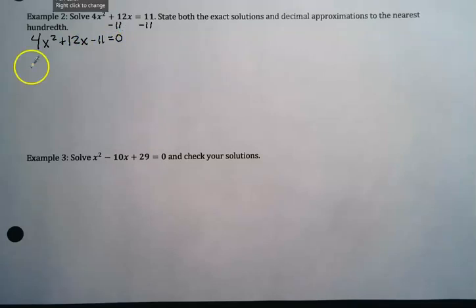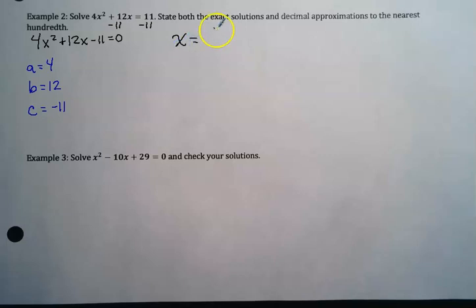Okay, identify our A. What is A equal to? Perfect, 4. B, what's B equal to? Excellent, 12. And C, what is C equal to? Negative 11. Glorious. Okay, because we're going to plug these into the quadratic formula. So we've got x is equal to negative b plus or minus the square root of b squared minus 4ac all divided by 2a.